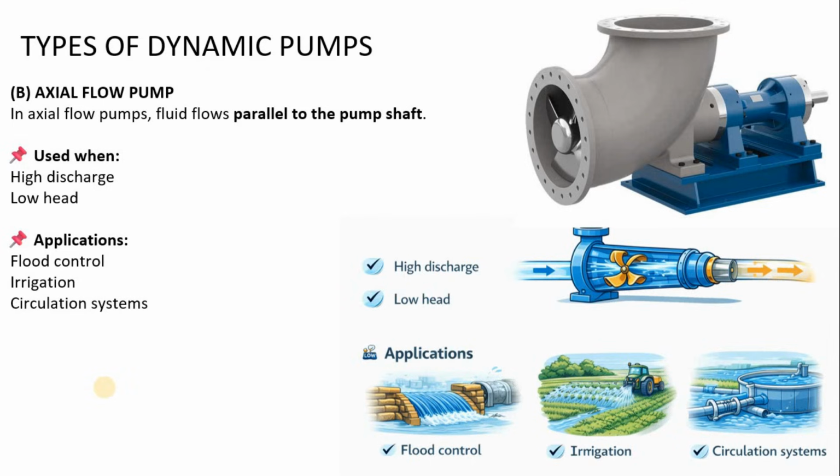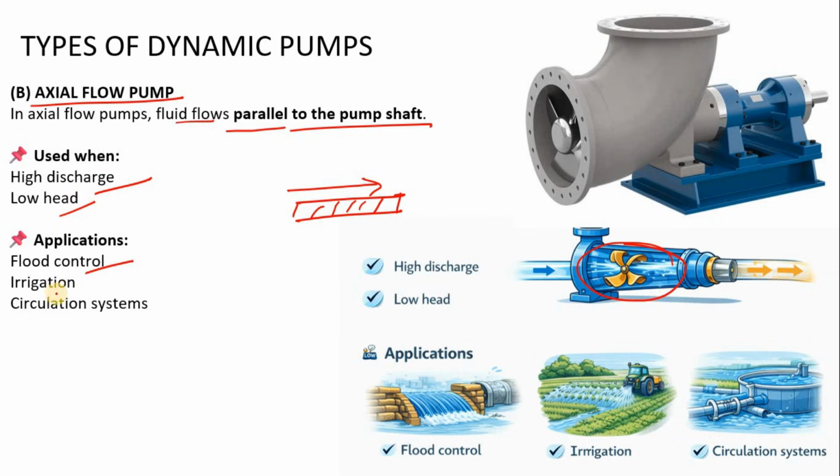Now the types of dynamic pump: the first one was your centrifugal pump, the second one is your axial flow pump. Okay, in an axial flow pump, the fluid flows parallel to the pump shaft. So this is your, let's suppose, the pump shaft. So fluid will enter parallel to the pump shaft. You can see in this picture as well. Okay, where is it used? When you need high discharge and low head, then you can use the axial flow pump. Application: flood control, then irrigation, and in circulation systems we use the axial flow pump.